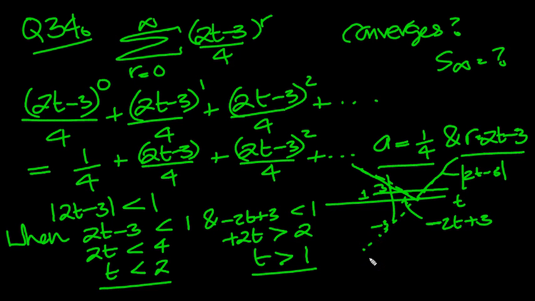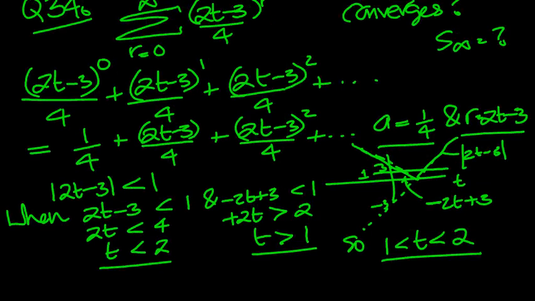And it cannot hit the value of 1 and 2 because the modulus of r must be less than 1. So it's a strict inequality here because this was a strict inequality. So those are the values then. So t can be greater than 1 and it can go up to 2. t lies between 1 and 2. That's what the value is for convergence then of t.